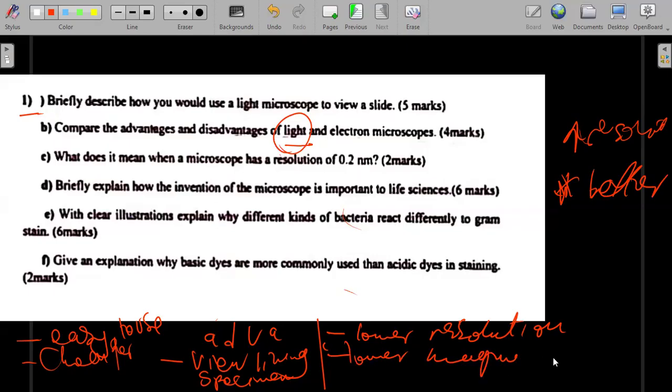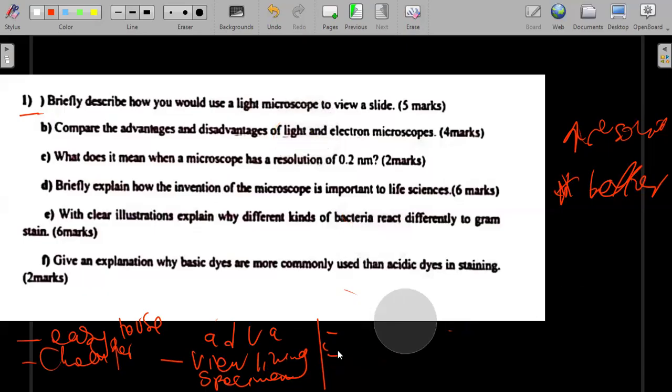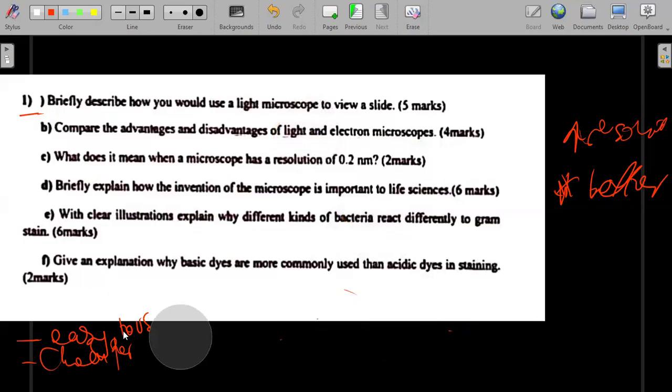Okay, so that's another disadvantage of a light microscope. Now let's go to an electron microscope.